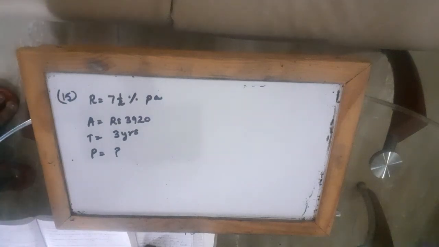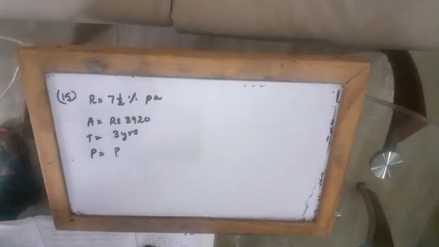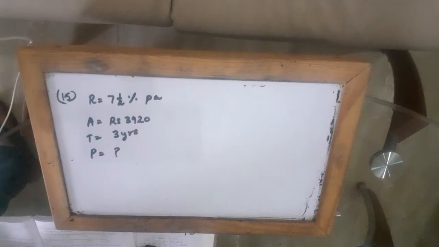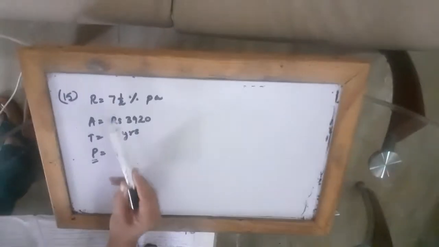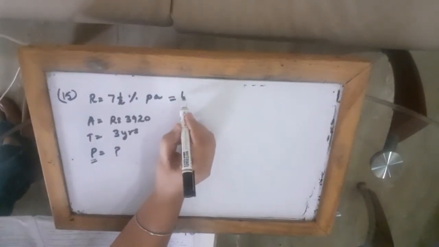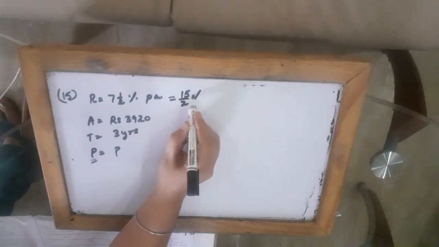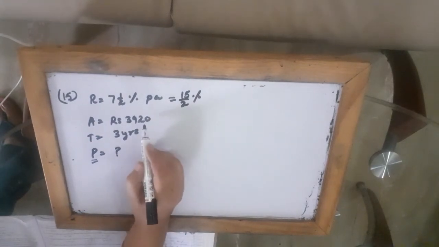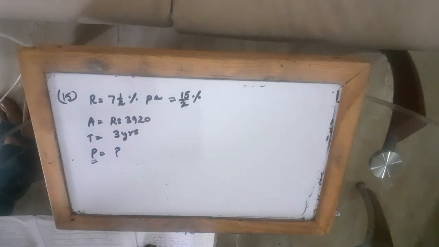Now I come to the 15th question. In this, they are saying a sum when reckoned at 7.5% per annum amounts to 3920 in 3 years. So find the sum, means I have to find the principal. They have given you rate of interest 7.5, it becomes 15 upon 2%. They have given you amount 3920, time is given, and they are asking you to find the principal.